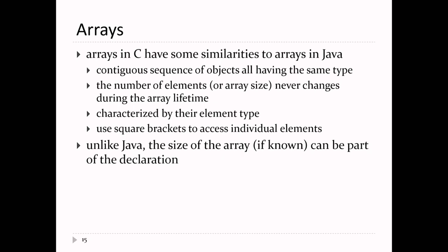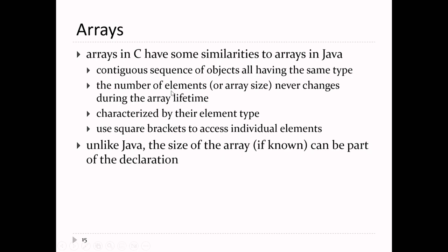Okay, for now though, we're going to use arrays. So an array in C is similar to an array in Java. Similar, not exactly the same. There are some differences. The similarities are, an array in C and Java is just a contiguous sequence of objects all having the same type. Contiguous just means that they're all side by side in memory. So there's one chunk of memory for the array, and then inside the array, you have the individual elements, with no space between the elements.